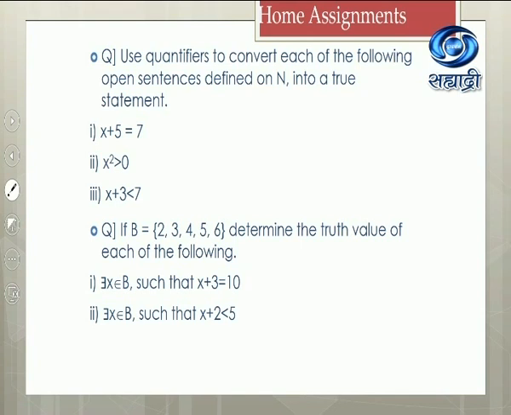Now, there exists x belonging to B such that x plus 2 less than 5. For all x belonging to B such that x plus 2 less than 9. For all x belonging to B such that x plus 6 greater than or equal to 9. For all these, you can either see it as true or false. Just put the values of x and then identify.